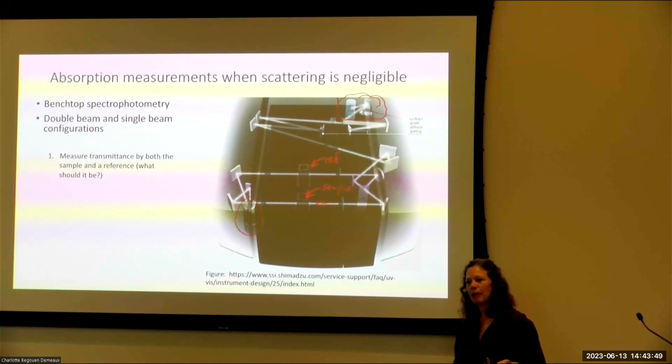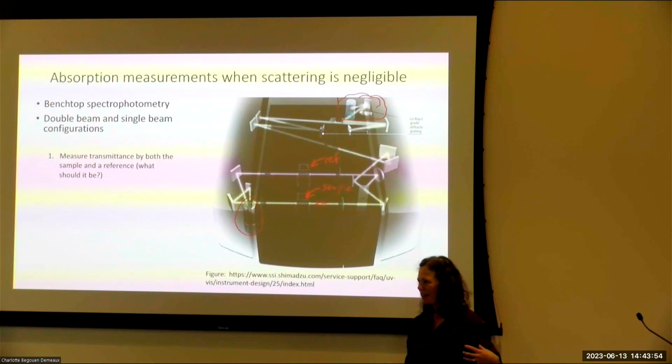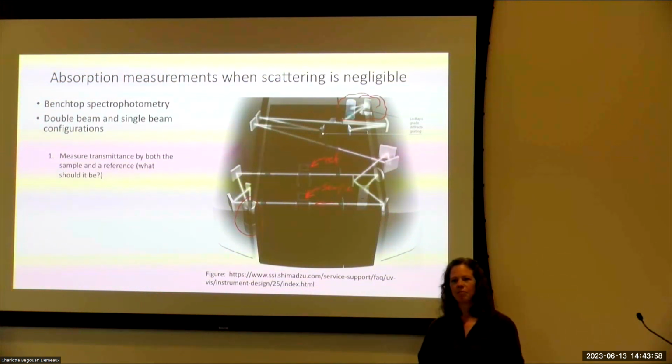What should the reference be? You've got seawater in your front. What goes in the back? Nothing? Milli-Q? Okay, we could put fresh water in there. What should we put in it?